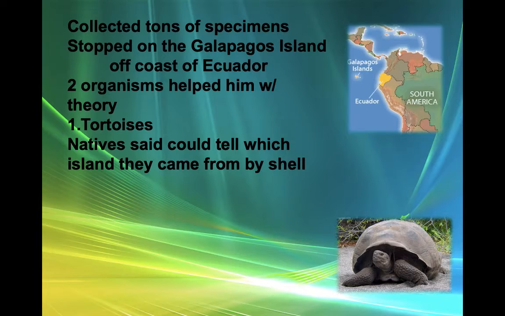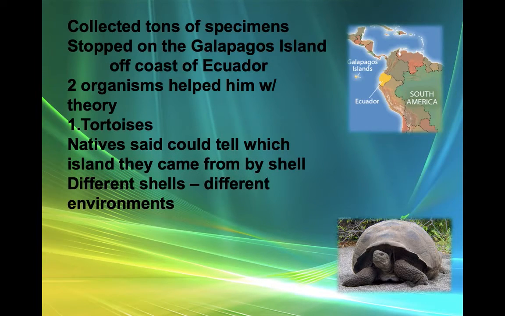So Darwin said, how about that? And went on his merry way. So different shells, different environments that they came from. Tiny little piece in Darwin's theory.